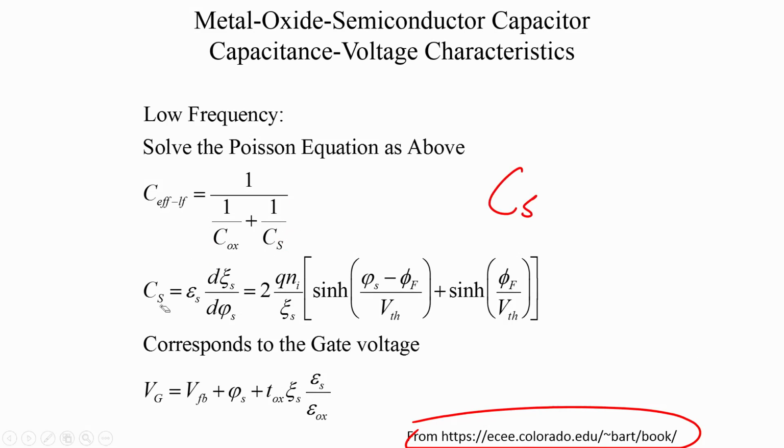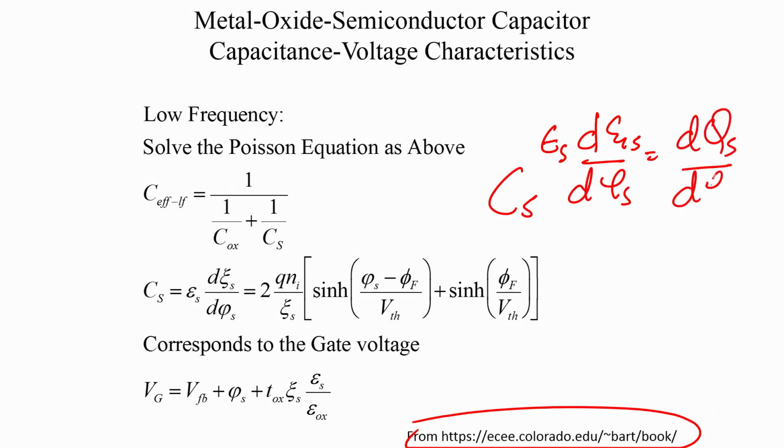And what is Cs? It is simply the derivative of the displacement with respect to phi s. So it is epsilon s times electric field by d phi s. So that is basically your d Qs by d phi s, right. So that is your Cs.